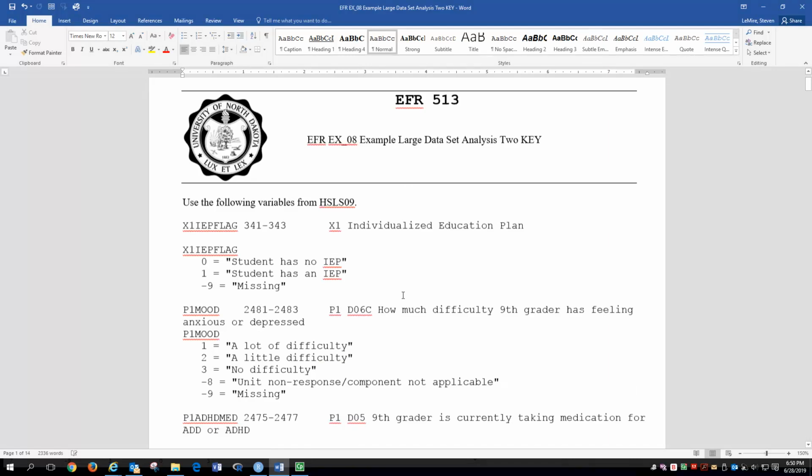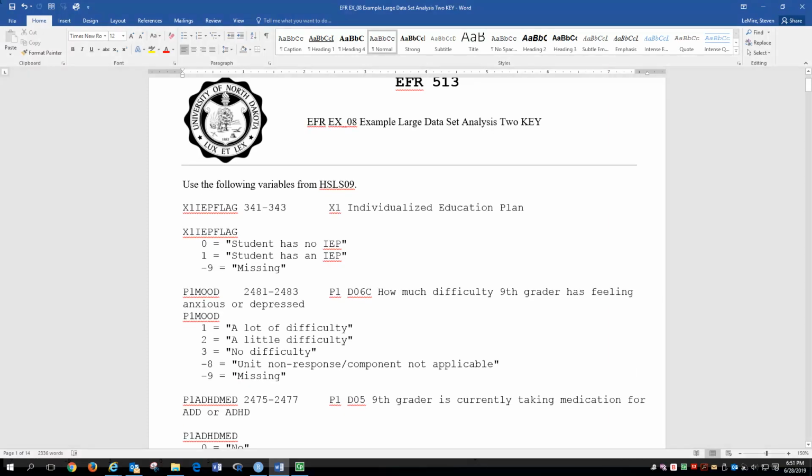So the variables we're going to be working with are shown in the first page, and you can see these are coming from the code book. So it's very important that when you have a large data set, you know what's in your code book. So you want the code book.